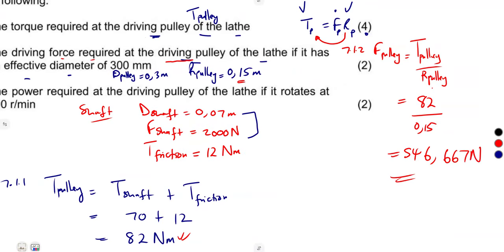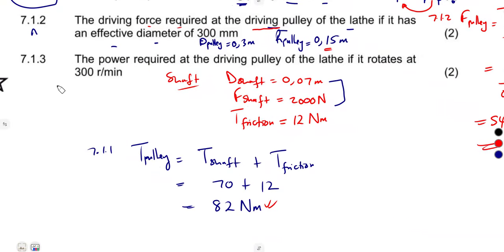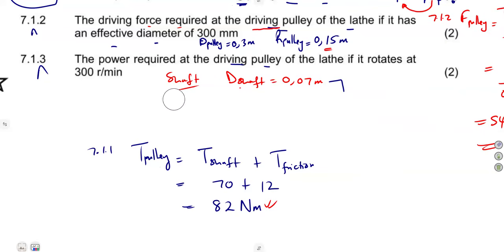546,667 Newton. So that's the force of the pulley from what we have. All right, next is the power required at the driving pulley of the lathe if it rotates at this speed. So we are given the speed. All right. So what can we do?